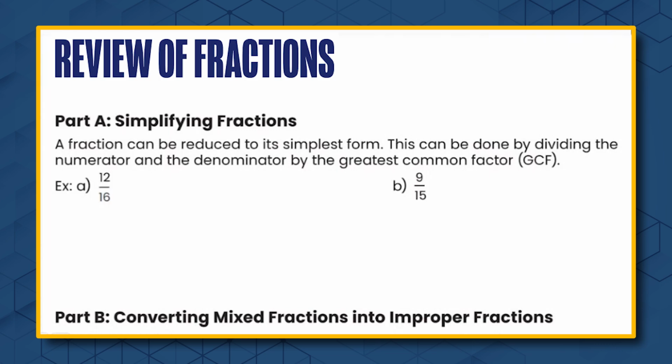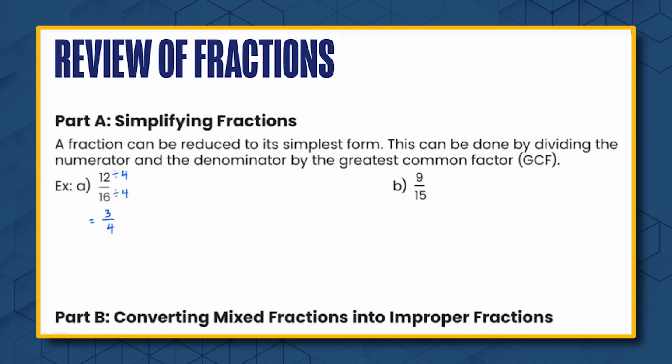So let's take a look at example A. We have the fraction 12 over 16. Comparing 12 and 16, we see that both can be divided by 4. So let's go ahead and do that. We're going to divide the numerator 12 by 4, and we're now also going to divide the denominator by 4. And when we do that, we get 3 over 4. So we can say that the fraction 12 over 16 in its simplest form is the same as the fraction 3 over 4. These two fractions, 12 over 16 and 3 over 4, are equivalent.